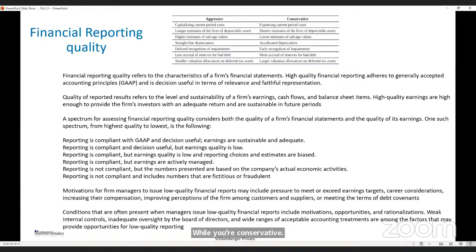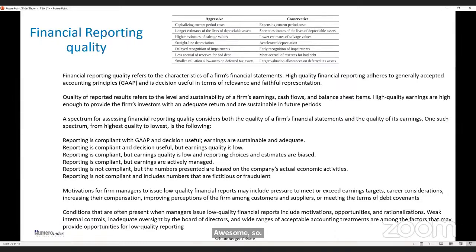Aggressive accounting might be when you are delaying recognition of some impairments. You know these things have been impaired, but you are delaying in recognizing them. But conservative, early recognition of impairment. Aggressive, less accruals of reserves for bad debts. You know, your account receivables, most of them are greater than 365 days, but you don't want to take provision for bad debts. But conservative, you are taking more accrual for provisions for bad debts. Aggressive accounting can also be when you are doing a smaller valuation allowance on your deferred tax assets. But a conservative is when you are doing a larger valuation allowance for your deferred tax assets. So these are the key things that you might be tested upon.